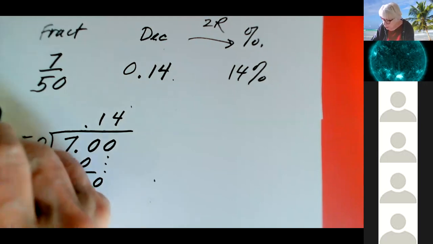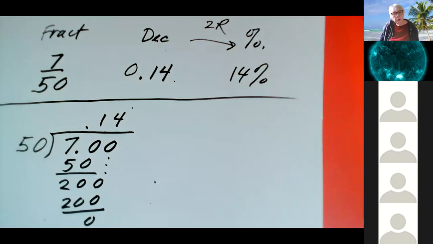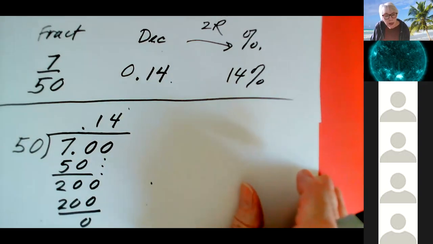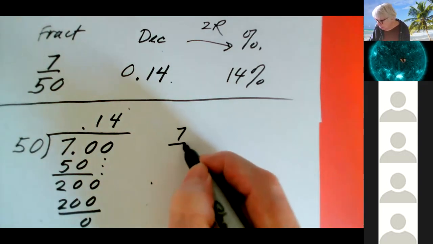Now, I said there was a shortcut, and once in a while you see it, and there's no problem if you use a legitimate shortcut. And here's what it is in case you're interested. This is 7/50.